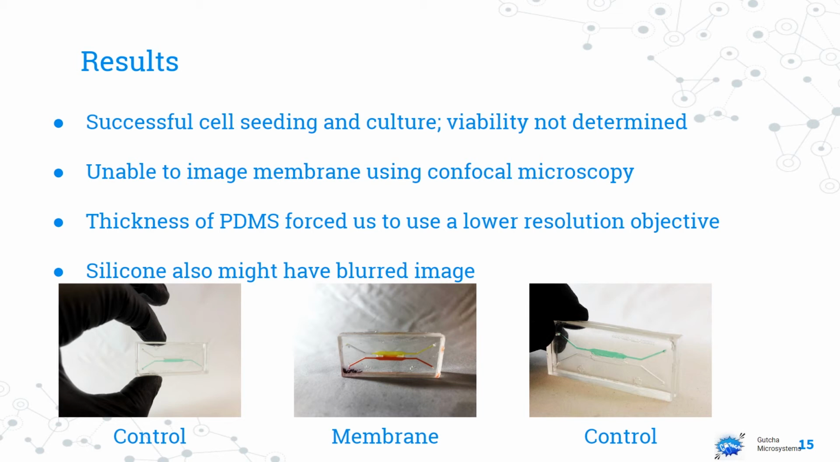And additionally, the silicone paste that we used to seal off the junctions in between the membrane and the PDMS also may have caused some scattering of light, which led to a lower resolution image and impaired us from actually seeing the membrane in the confocal.